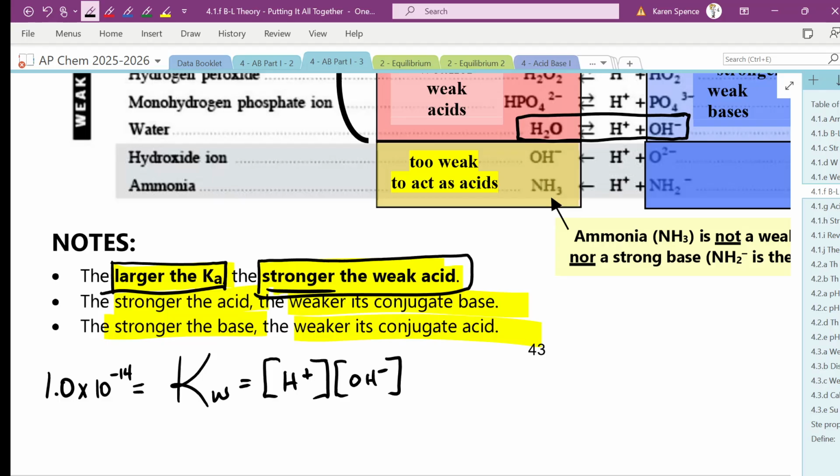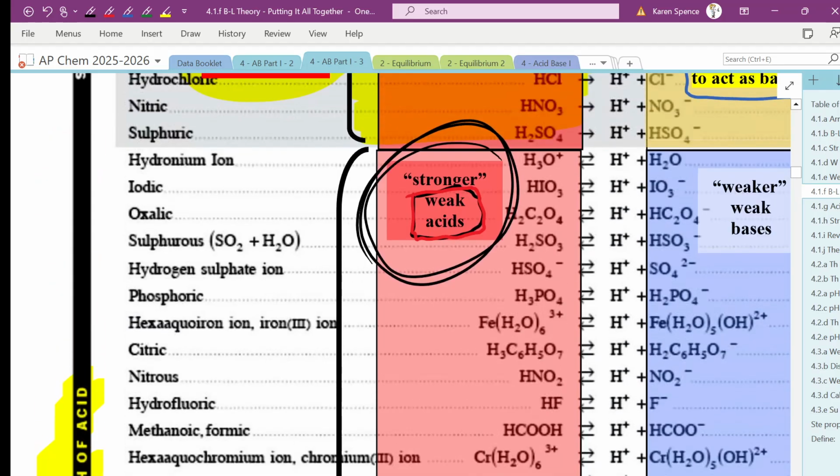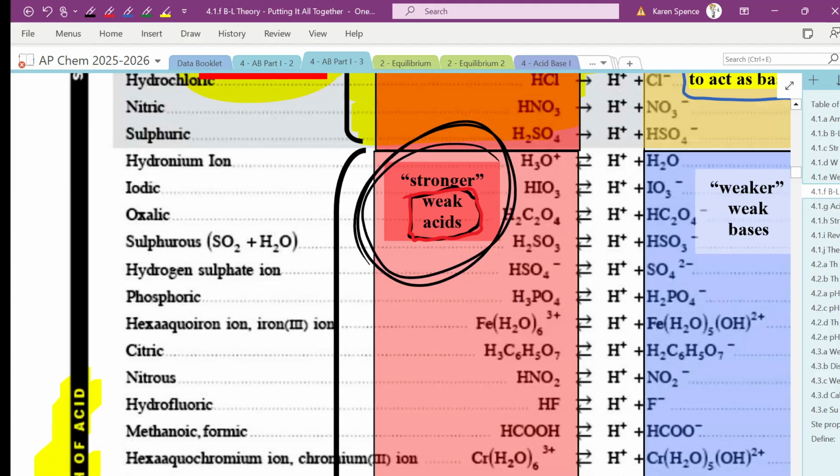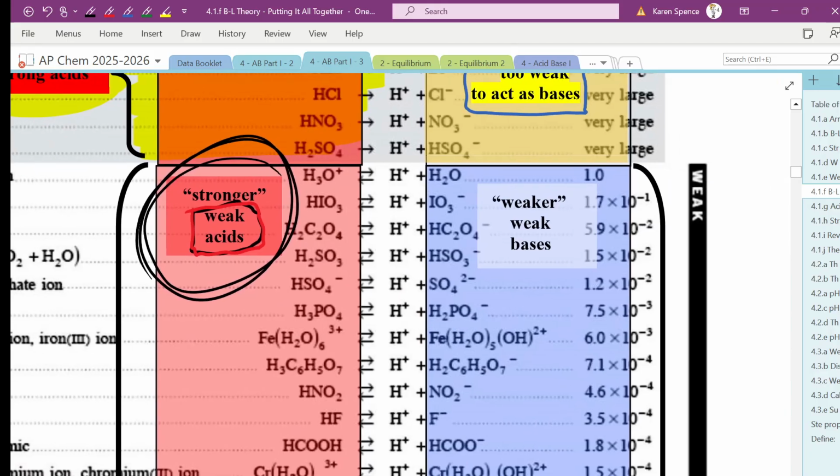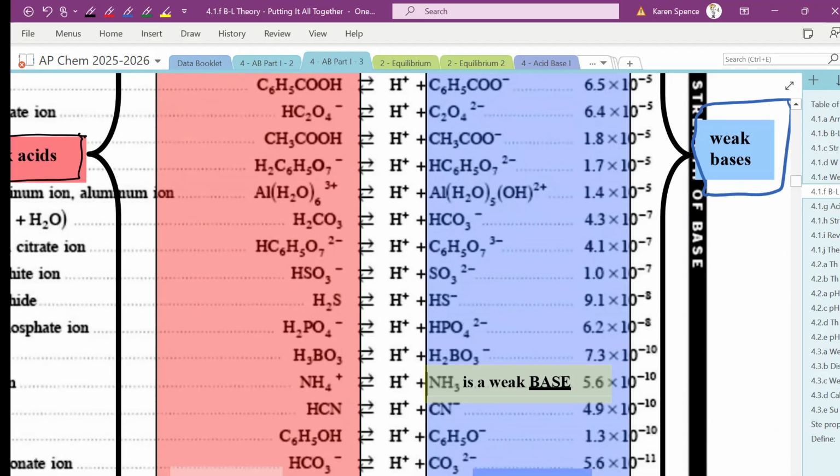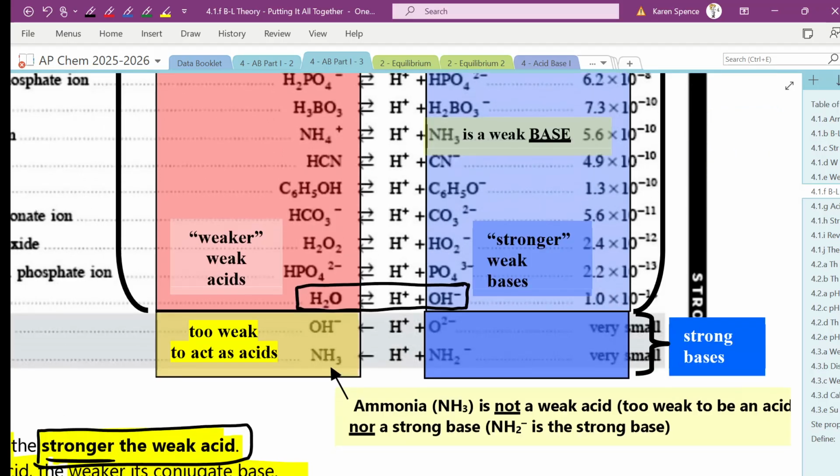But before we do that, I'm going to point out: who is the weakest weak acid on this chart? Water. Who is the weakest weak base on this chart? Water. Okay? So who is the strongest weak acid? Water's conjugate acid. Who is the strongest weak base? Water's conjugate base.